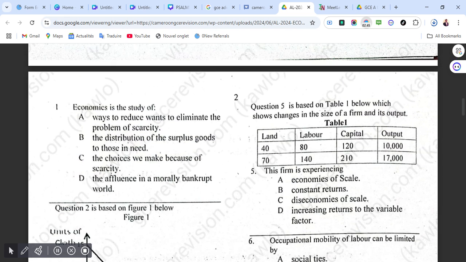Question 5 is based on the table below, which shows changes in the size of a firm and its output. Now, the correct answer for 5 is A, which is economies of scale. Economies of scale. Yes, the correct answer.